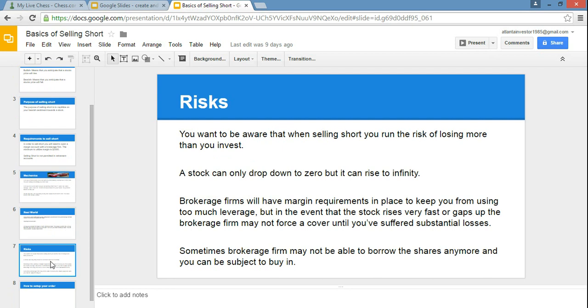Let's talk about some of the risks. You want to be aware that when selling short, you run the risk of losing more than you invest. That's going to be a key concept. A stock can only fall to zero, whereas that stock can rise up to infinity. There's no limit to how high that stock can rise. Now, granted, most stocks aren't going to rise up to infinity. Stocks go up and they go down, but I mean, it's possible. The stock can keep going up.